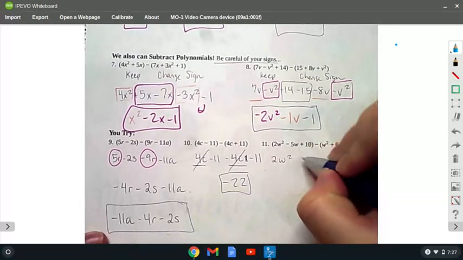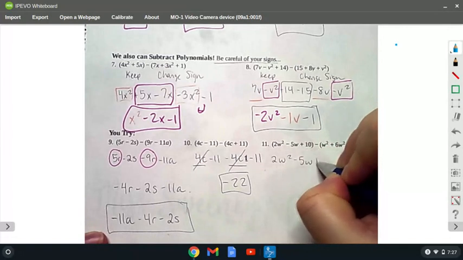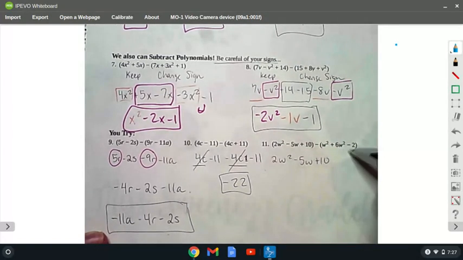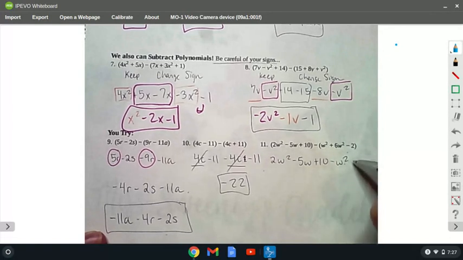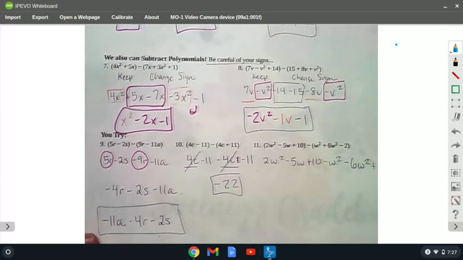This last one, I'm going to rewrite everything from the first parenthesis. And then the second parenthesis, I'm changing every sign. So that becomes a -w squared, -6w squared, and this is a -2, so I'm going to change that to a +2.